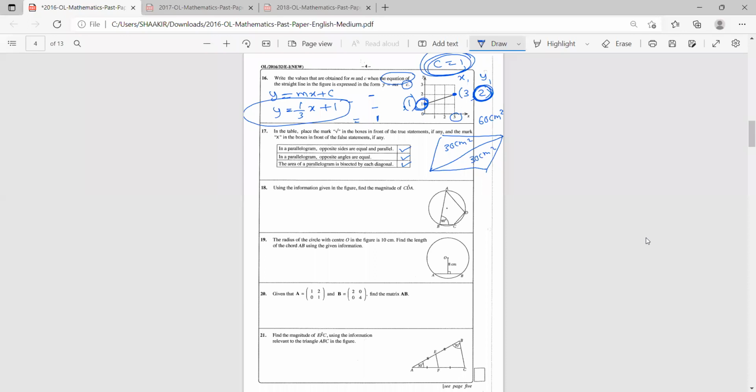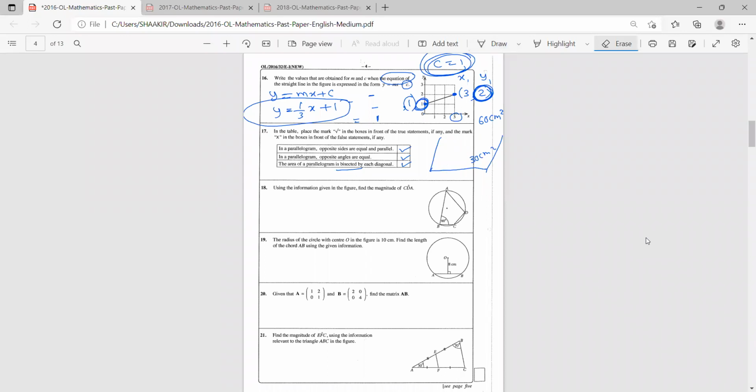So that's what is meant by the area of the parallelogram is bisected. Bisected means it is dividing the area exactly into half. Okay, the area of a parallelogram is bisected by each diagonal. If you take the other diagonal also, it will be the same.